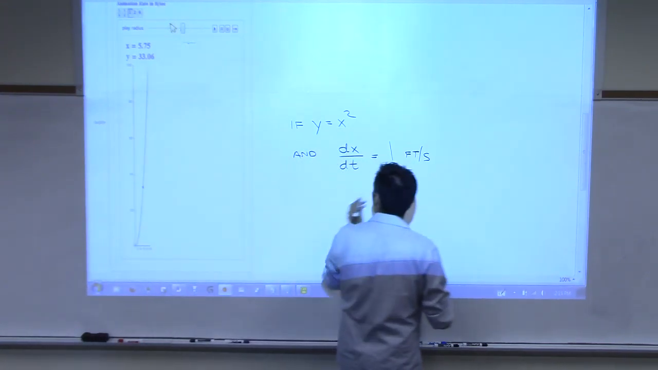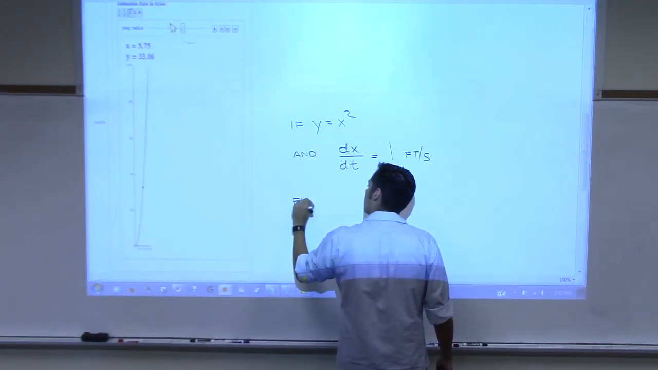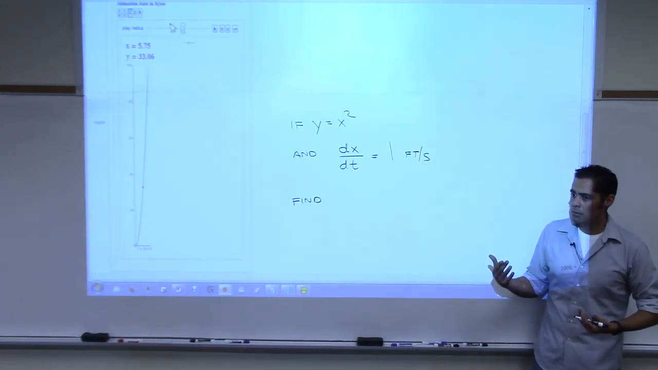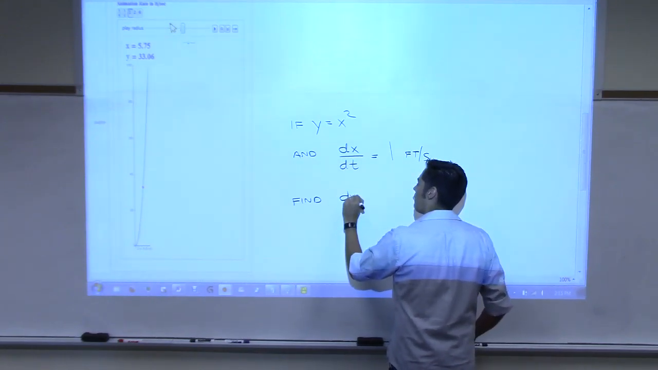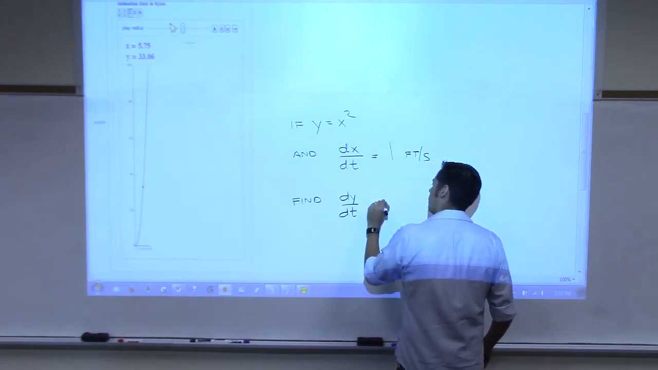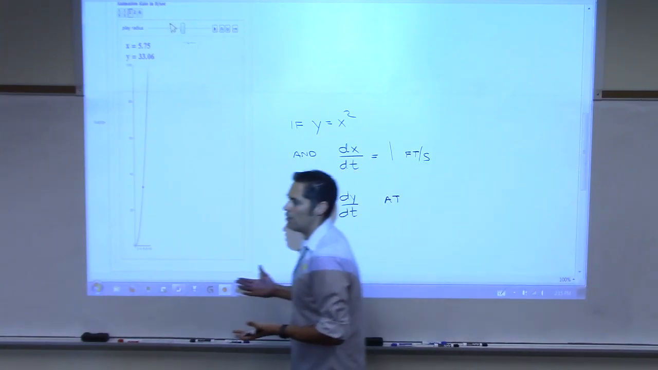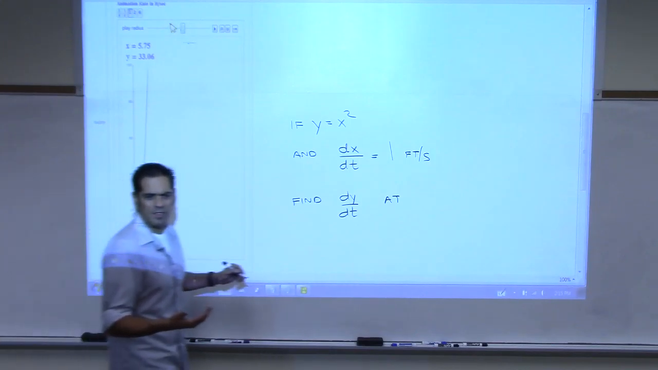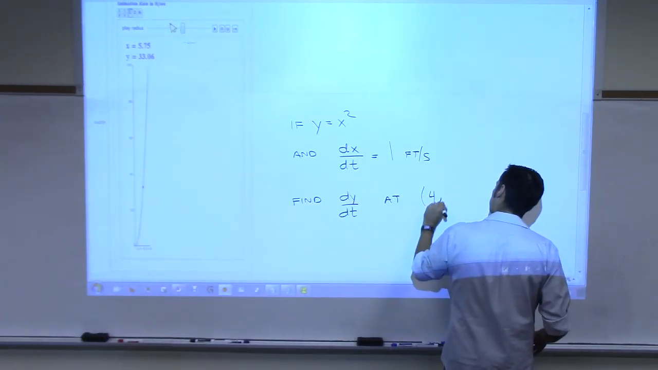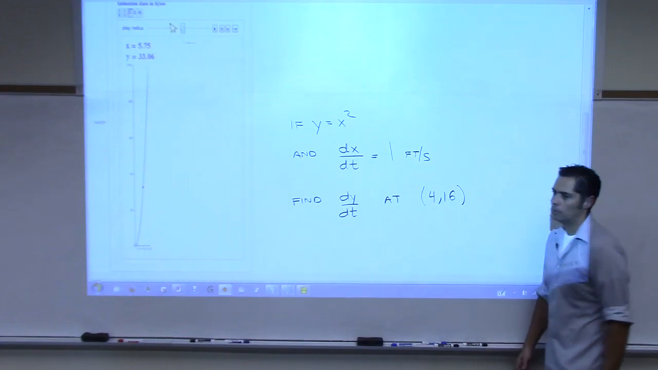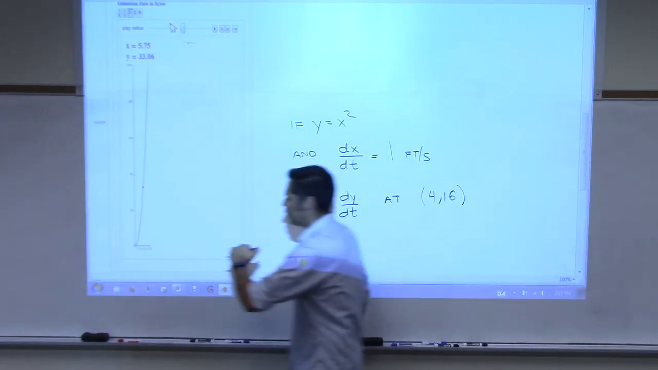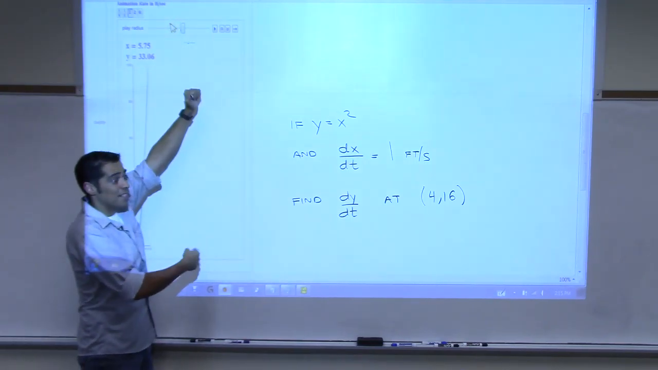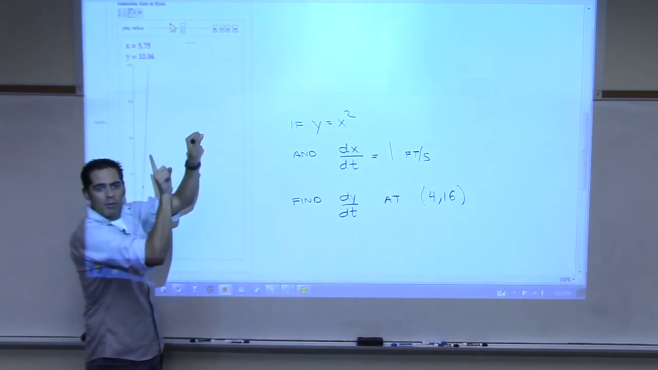So if that's true and that's true, find the rate at which the y is changing. So what am I asking you for? dy/dt at a specific point on the curve. So let me pick a point. How about the point (4, 16)? I'm drawing this so that the x value changes at 1 foot per second. Exactly when I get to the point (4, 16), how fast was that point moving straight up?